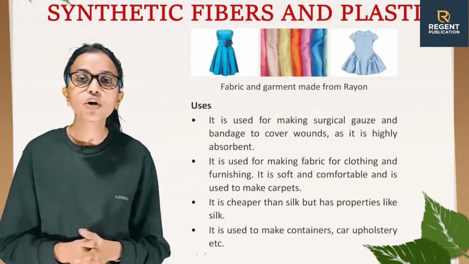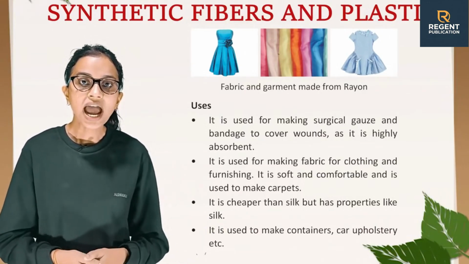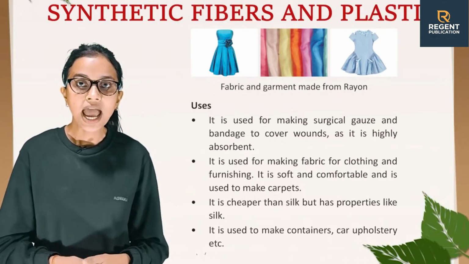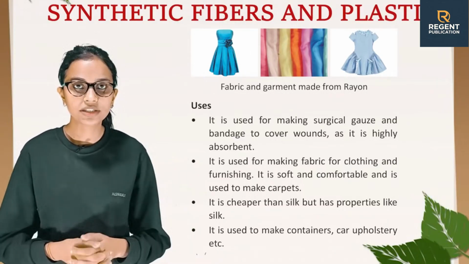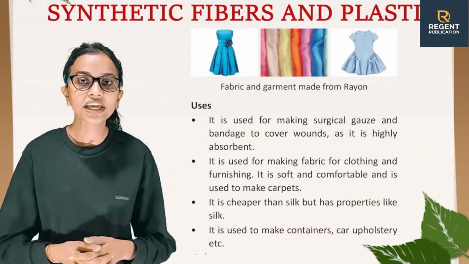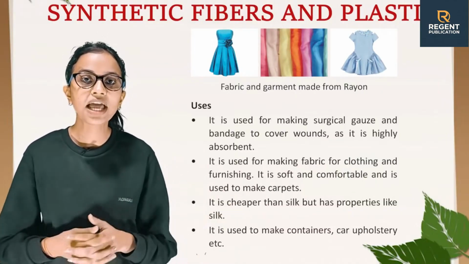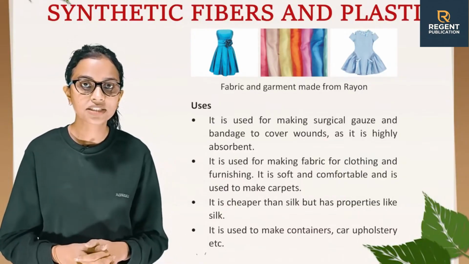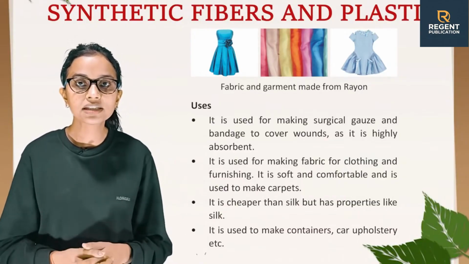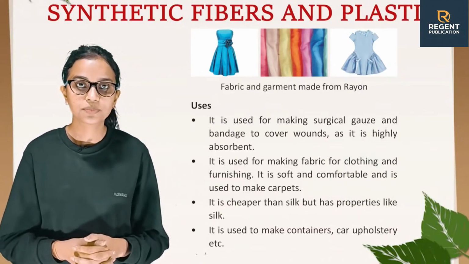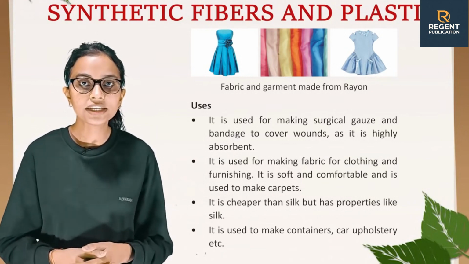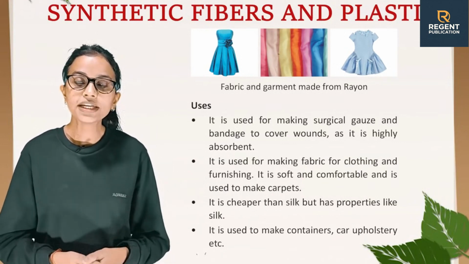Uses. It is used for making surgical gauze and bandages to cover wounds as it is highly absorbent. It is used for making fabric for clothing and furnishing. It is soft and comfortable and is used to make carpets. It is cheaper than silk but has properties like silk. It is used to make containers, car upholstery, etc.